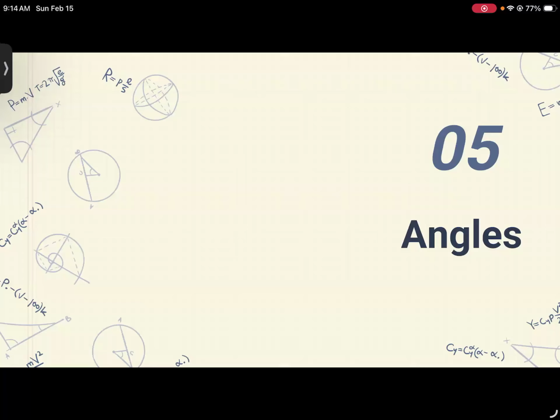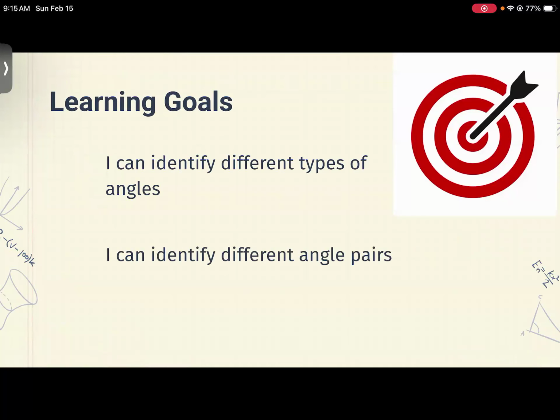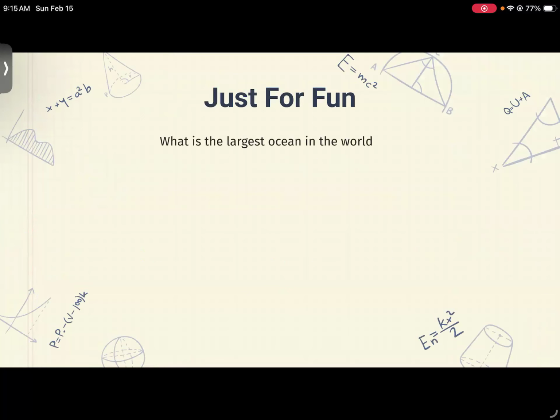All right. So this week, now that more people are here, we will be going over the topic angles, so everybody knows how angles work. So the learning goals are that I can identify different types of angles and that I can identify different angle pairs. So just for fun, does anybody know what is the largest ocean in the world?